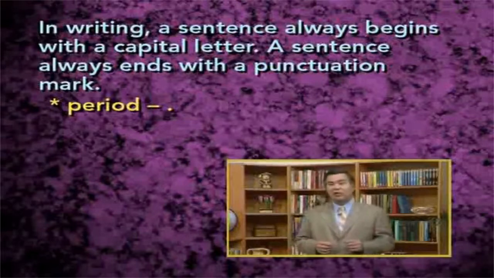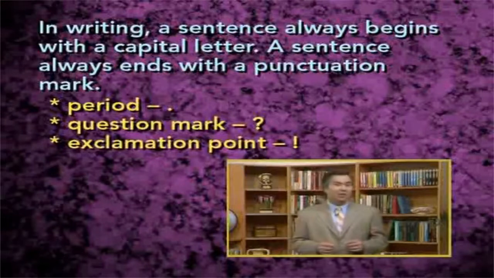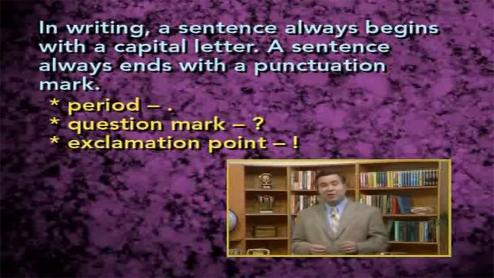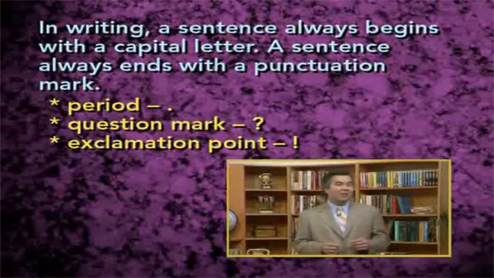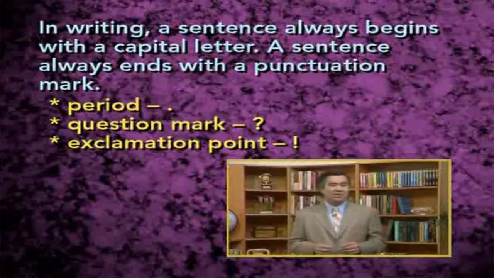The alternative choices are a question mark or an exclamation point. In a moment, we'll explain exactly how you would decide whether to use a period, a question mark, or an exclamation point to mark the end of a sentence. But in any case, the punctuation mark is necessary at the end of the sentence because it makes it easy for the reader to see when one sentence ends and the next one begins.